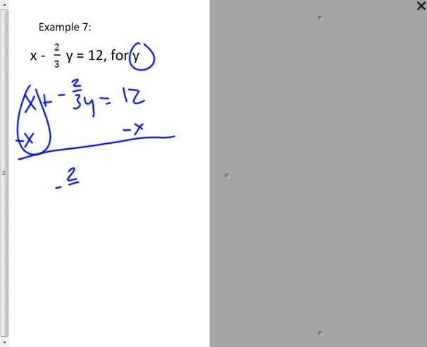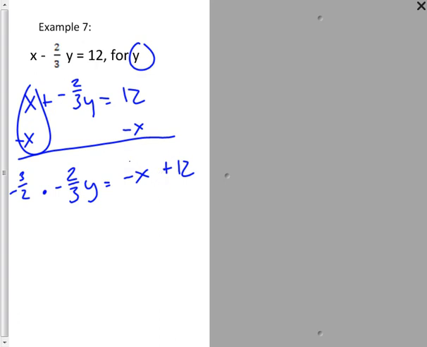So I'm going to be left with negative 2/3 y equals negative x plus 12. Again, notice I put the variable expression in the beginning. Now I need to get rid of this negative 2/3. Okay, this is multiplication, so normally I would divide by whatever the coefficient is. But remember, we don't divide by fractions, so I'm going to multiply by the reciprocal. And the reciprocal would be negative 3/2. All right, and so I need to multiply both sides by negative 3/2.